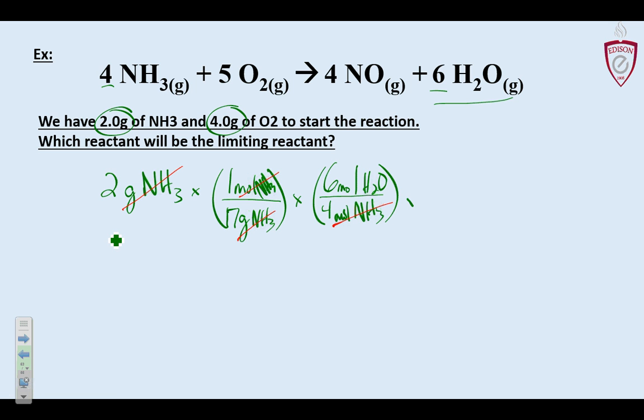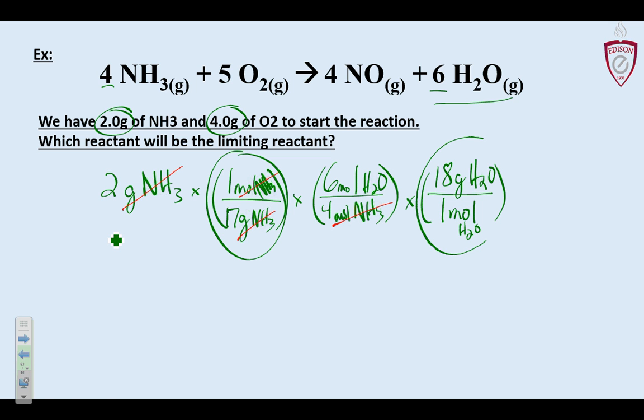Now you have to get from moles of water to grams of water, so 18 grams of water over 1 mole of water. Notice, like we did in our practice pages, in this conversion factor grams is in the denominator, and in this one grams is in the numerator, but I'm allowed to do that because I'm letting the units be my guide. Let me cancel these out.